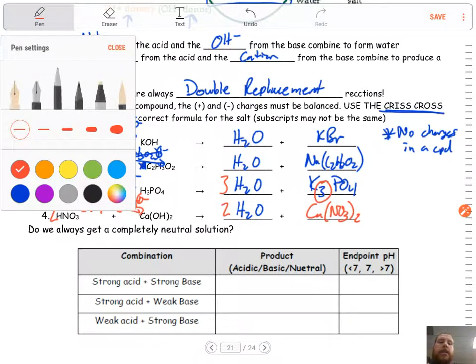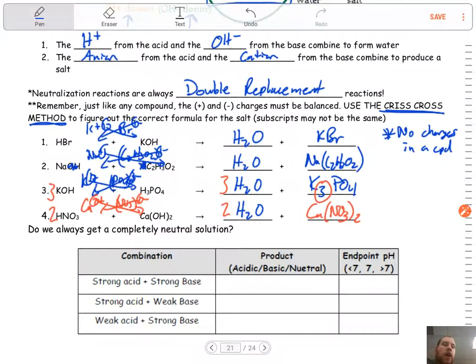So the last thing we want to talk about is, what's happening? What's my product going to be with these different combinations? Do you always get a completely neutral solution when you mix any acid and any base together? The answer to that is no. Neutralization reactions, guys, are strong acids with strong bases because the strength is going to neutralize and cancel each other out. So strong acid and strong base, you should get a neutral solution in the end, with a pH of 7.